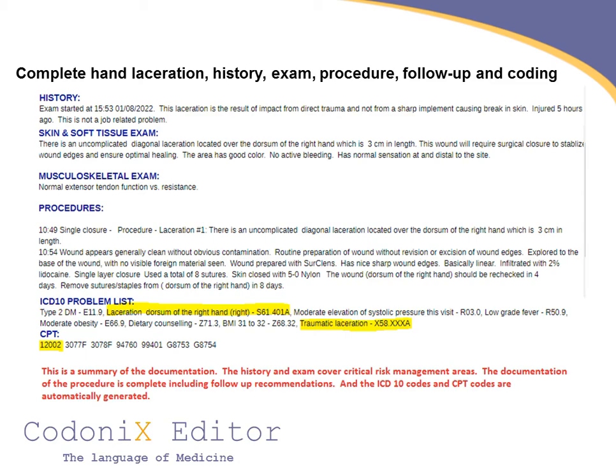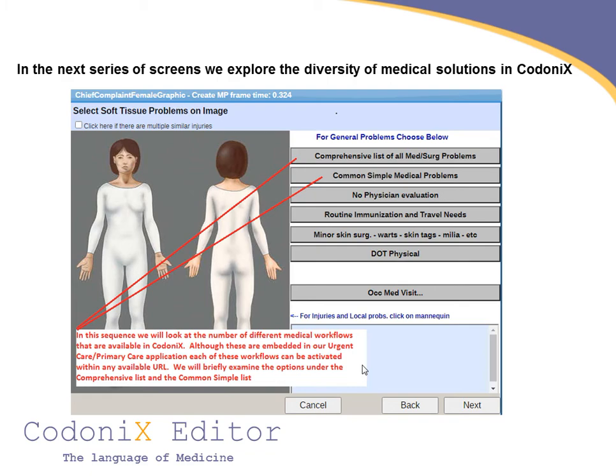This is a summary of the documentation. The history and exam have covered critical management areas. The documentation of the procedure is complete, including follow-up recommendations, and the ICD-10 and CPT codes are automatically generated. In the next series of screens, we explore the diversity of medical solutions in CodoniX.